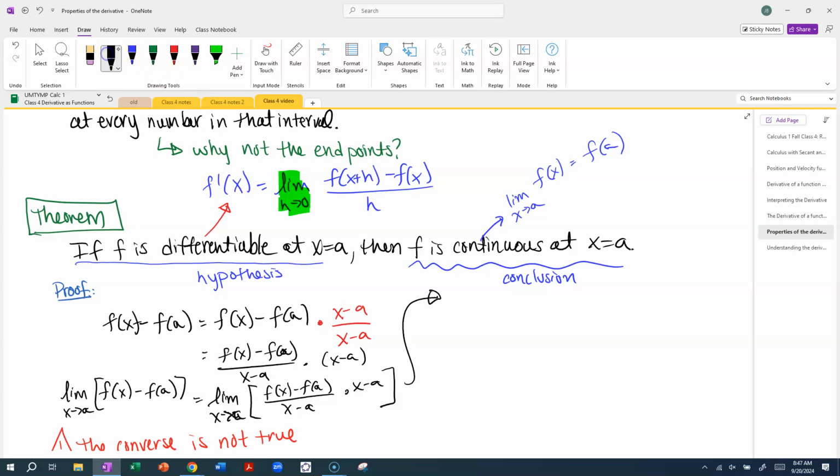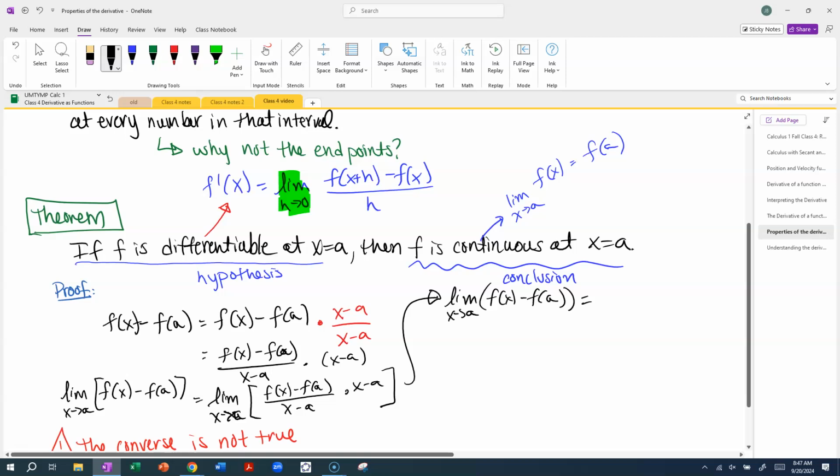But now I'm going to say that if we look at this limit as x approaches a of f of x minus f of a, I can say that this is now equal to, looking at these things independently, this first part is our average rate of change. And that one I can say exists because of the differentiable piece. And then the second piece, if I look at that, it's just a linear thing, so it exists.